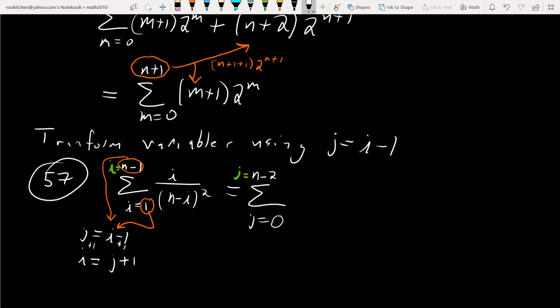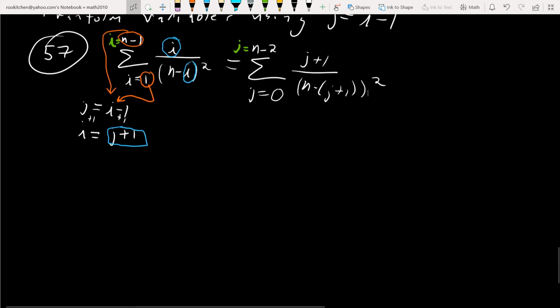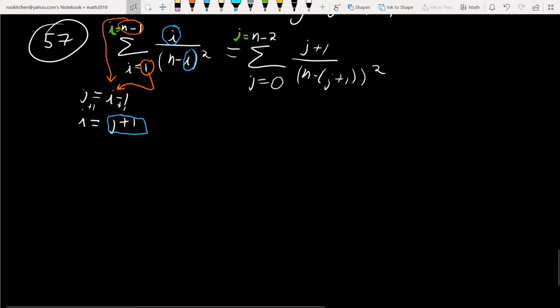On the inside of the summation, I'm replacing all of the i business, wherever I see it, with my formula for i. So I replace the i's with the j plus 1's. So I'll have j plus 1 all over n minus j plus 1, and all that was squared, I think. Okay, and that would be it. And sometimes you have to simplify a little bit, but that's the idea. Okay, so let's try another one.